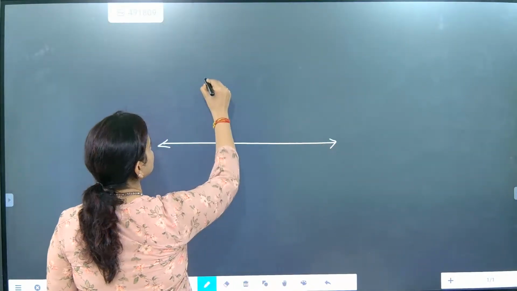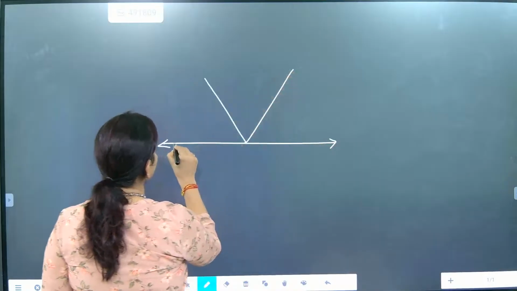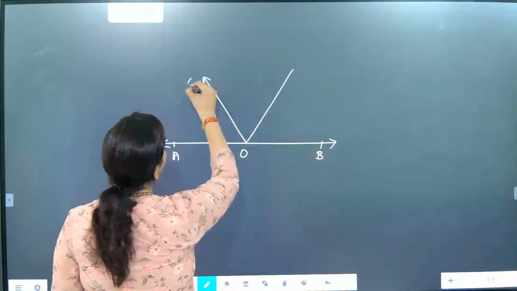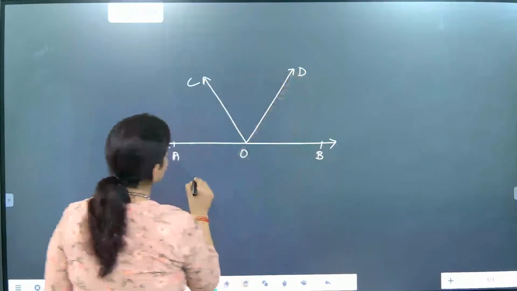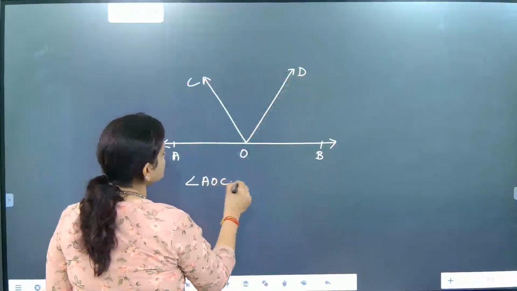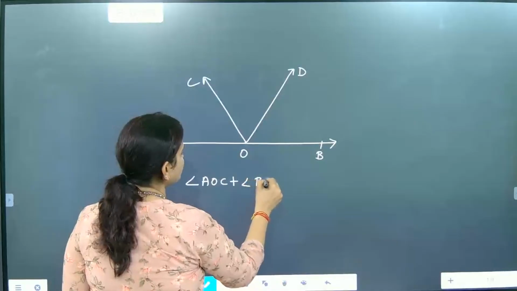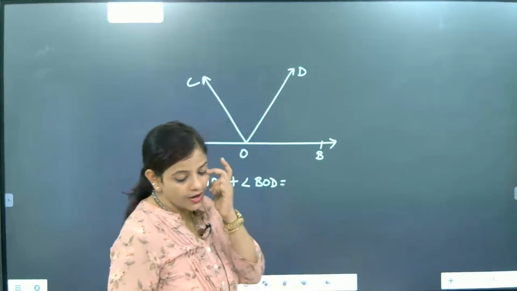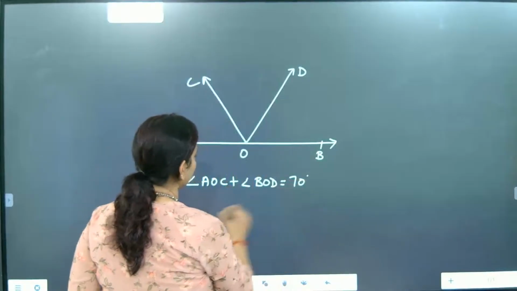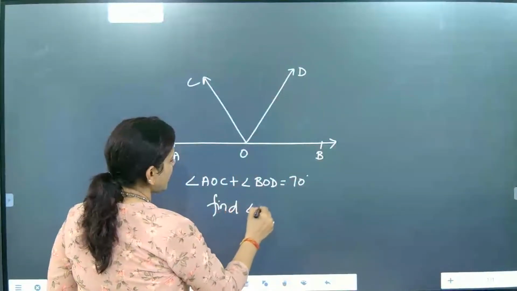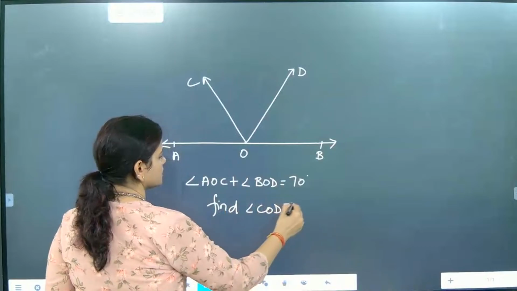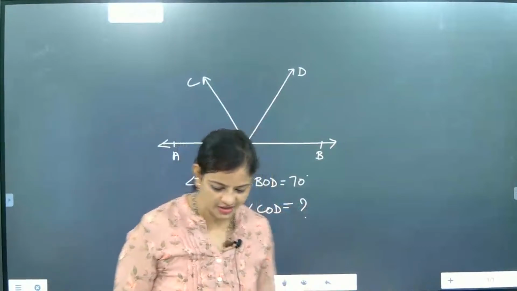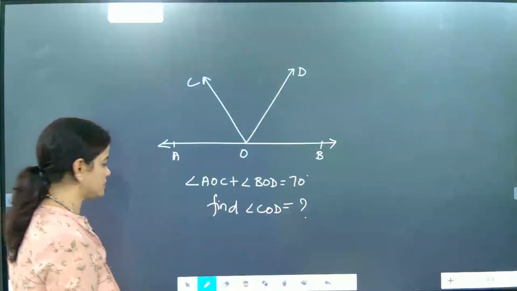Now look at this. This is A, O, B. This is C, and this is D. So angle AOC is equal to angle BOD, which is 70 degrees. Find angle COD. That is, angle COD is equal to what? Come on, go for it. Angle COD is equal to what?